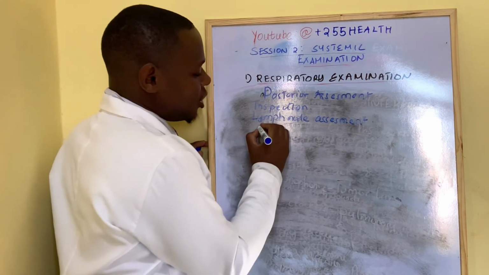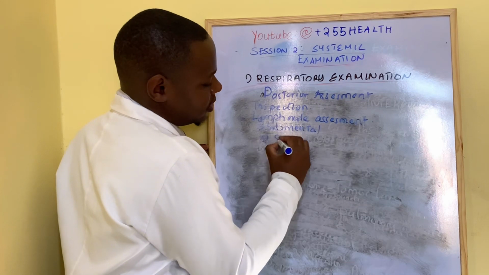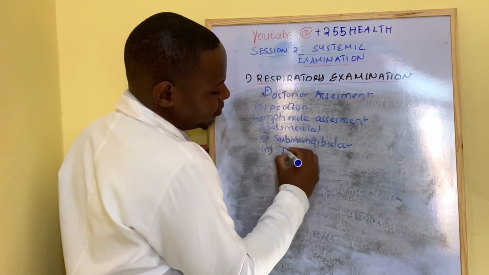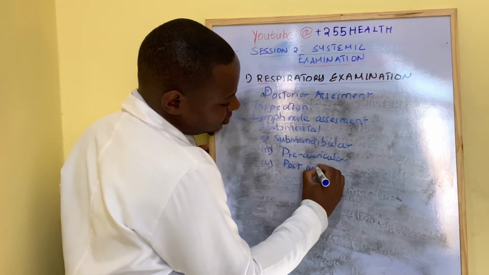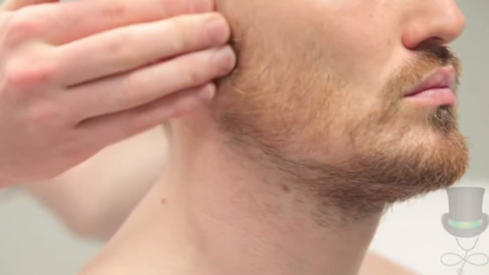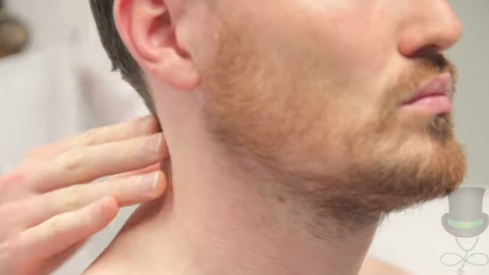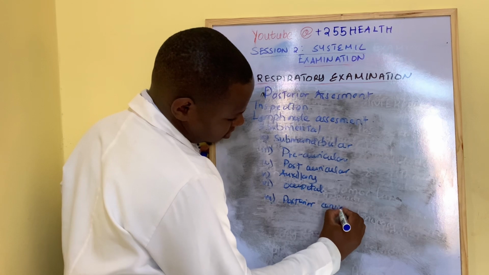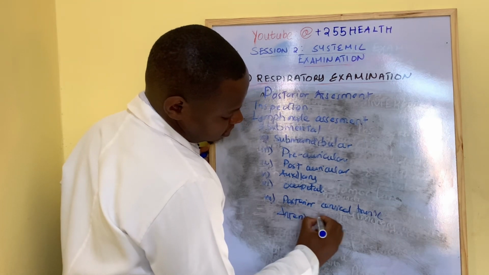So what are the lymph nodes that you're going to assess? You're going to assess the submental, submandibular, preauricular, postauricular, occipital, posterior chain, anterior chain, and also the anterior cervical chain.